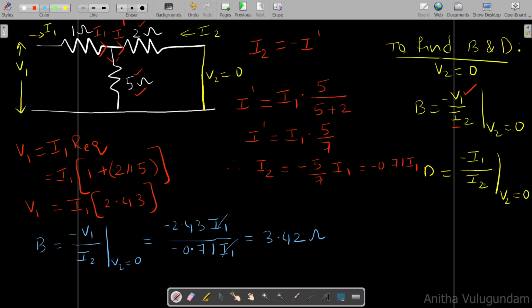And to find the value of D, D equal to minus I1 by I2. Minus I1 by I2 can be written as minus I1 over minus 0.71 I1. So I1 gets cancelled, 1 by 0.71, which is equal to 1.4. D is nothing but I by I. This is a current gain. So D is a dimensionless quantity.